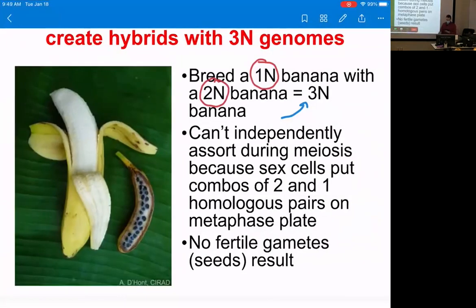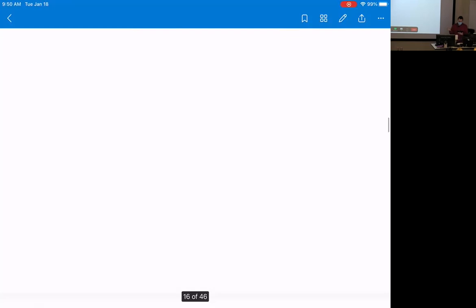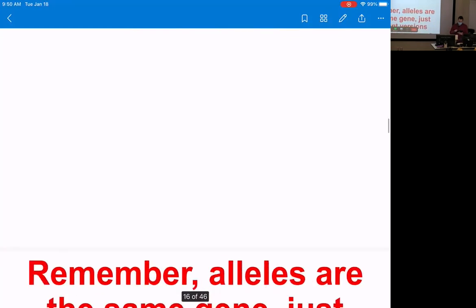Okay, so the banana example and sterility from an odd numbered genome is sort of a functional example of independent assortment being important. I had a whole place to draw that. I just went to the whiteboard, shoot, okay.